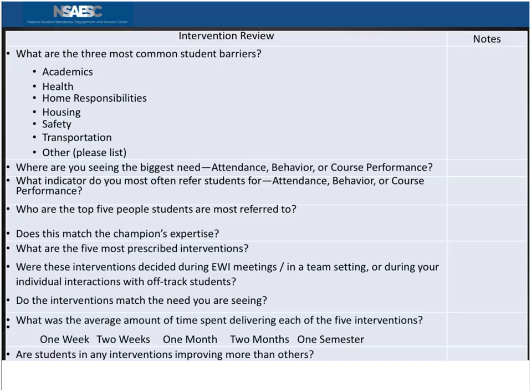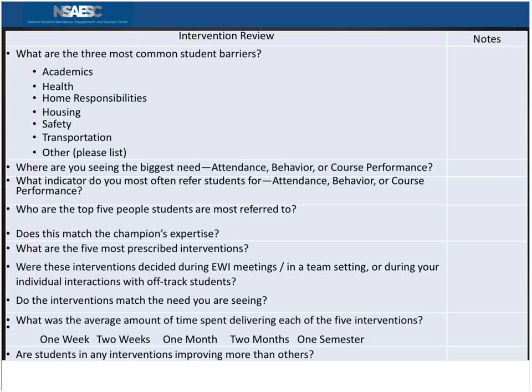So here, I'll just highlight a couple of these questions. One of the first questions usually asked in an intervention review, as you start to look at the graphs and the data and have these conversations, is: what are the 3 most common student barriers? And this conversation can lead to what next steps we can take to address those barriers.